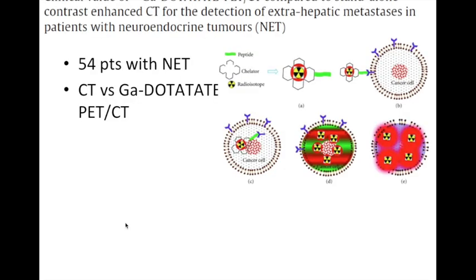Same thing there. So now this is the DOTATATE scan, which is the newer, latest, greatest thing. This uses gallium, and DOTATATE is a chelator. So gallium is a radioisotope, DOTATATE is the chelator, and then the peptide is another somatostatin analog. One thing is that this somatostatin analog does bind a little more ubiquitously to somatostatin receptors. It binds to 3 of the 5 types and seems to cover most of these PNETs.